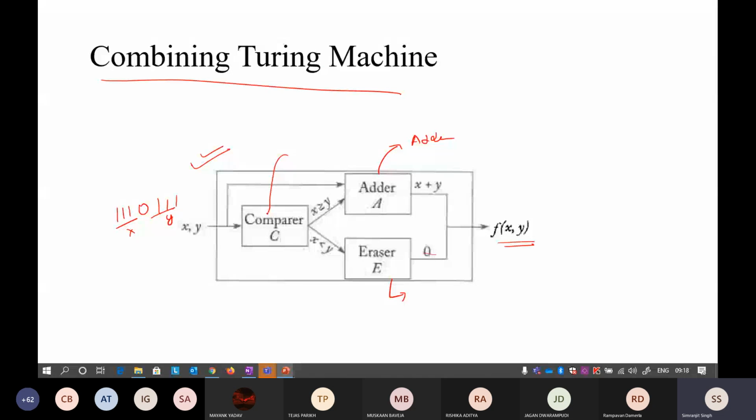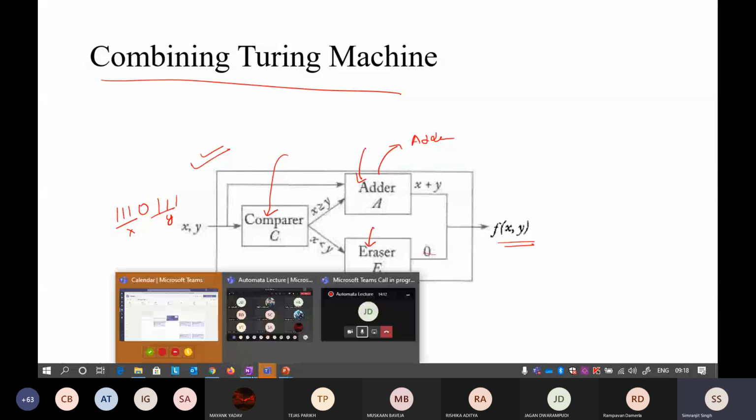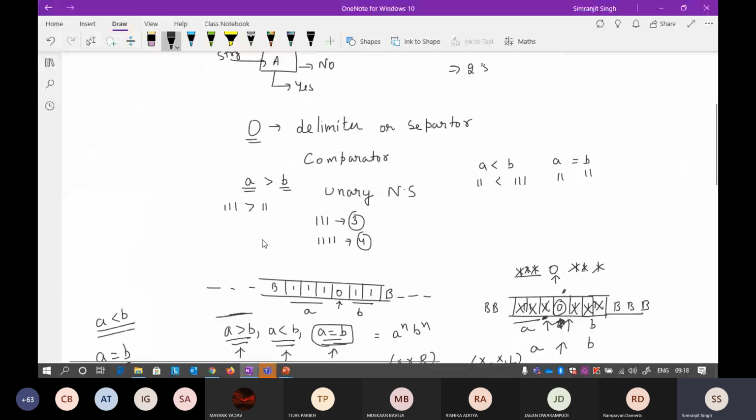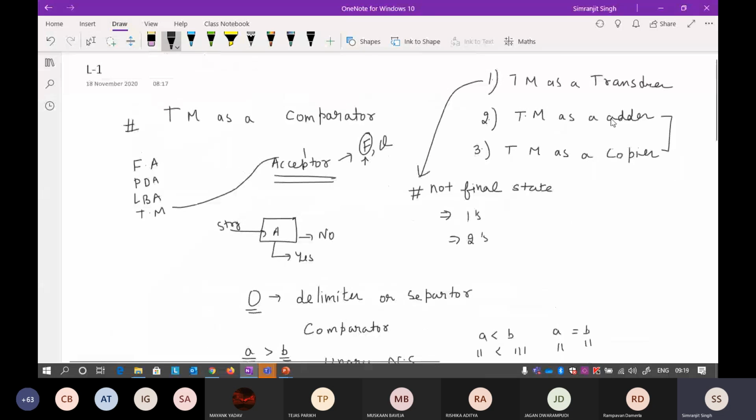Comparator, define it differently, adder, define it differently, and eraser. If you see the question that I've already made, take the comparator. In this particular case, when a is equal to b, you can put an adder here, so you can add a plus b. For the adder, I have already defined this question. There are three different things. It can act as an adder, as a copier, or a transducer.